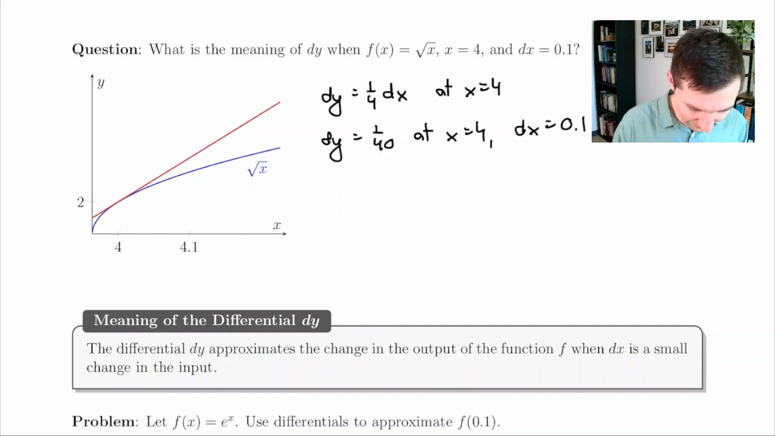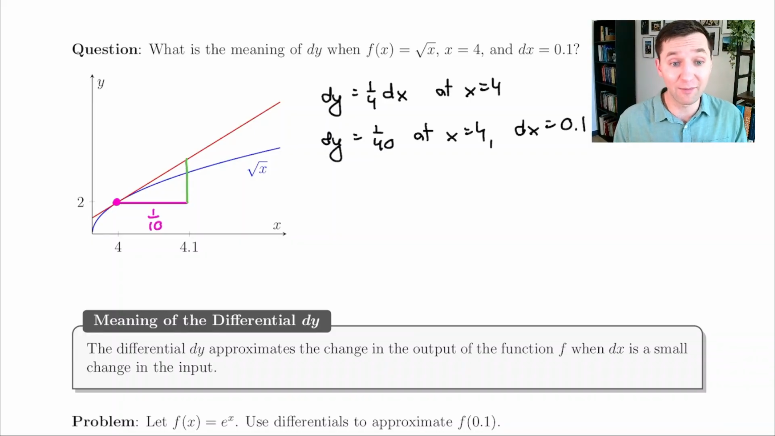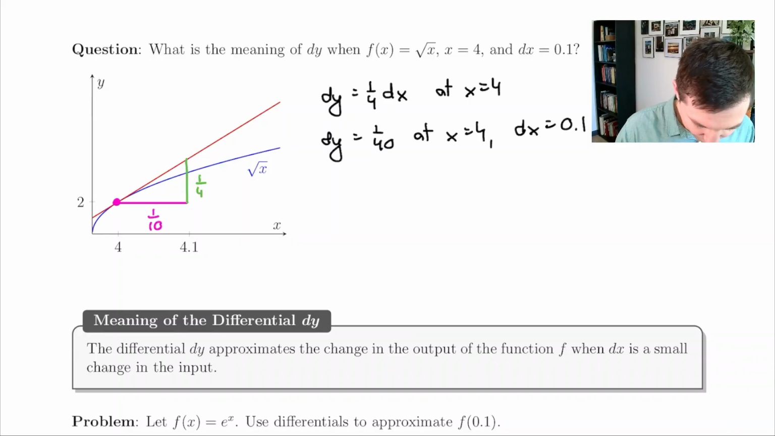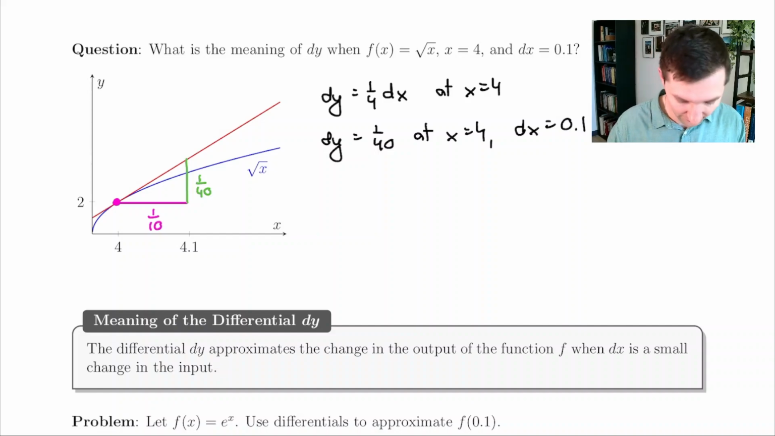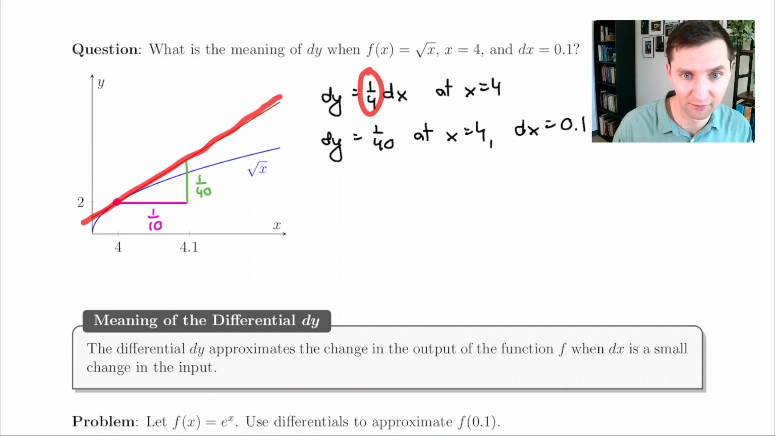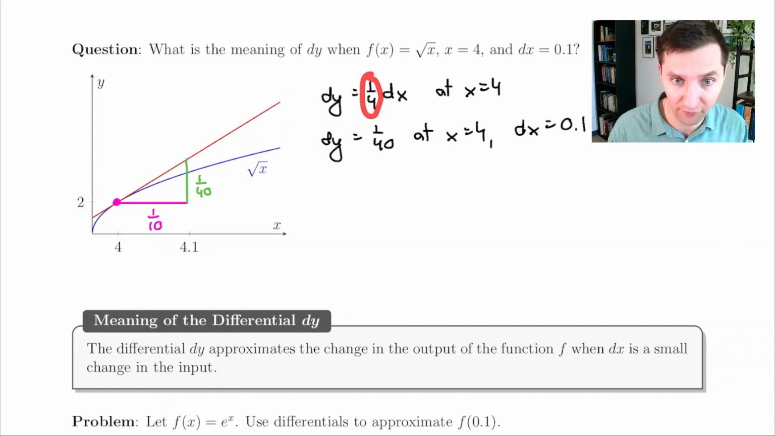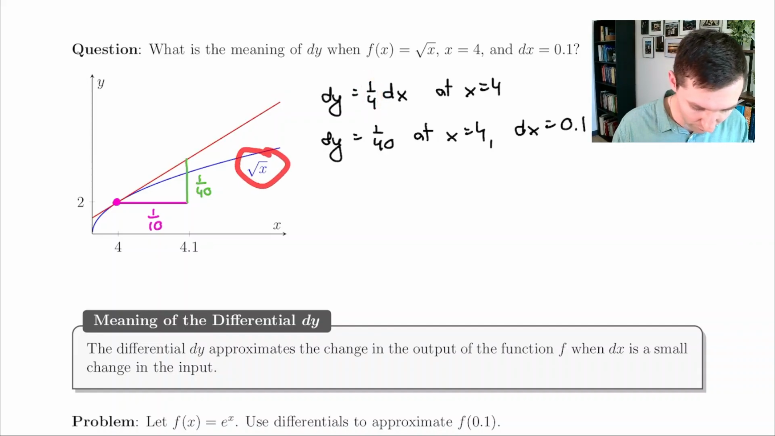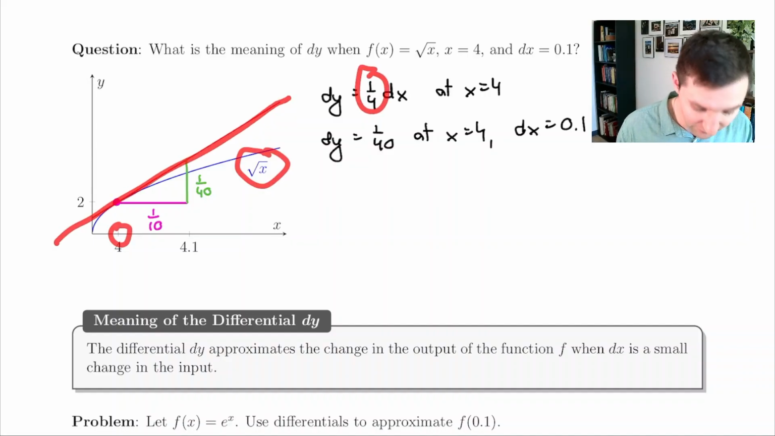For example, when I start at x equal to 4, y equal to 2, and I change the x value by 1/10, then I know that my y value, dy, will change by 4 times less. It will change by 1/40. Note that I drew the green line all the way to the tangent line. And that is because 1/4 is the slope of the tangent line. Do you remember how we computed 1/4? That was the derivative of square root of x at x equal to 4. That means that 1/4 is the slope of this tangent line.